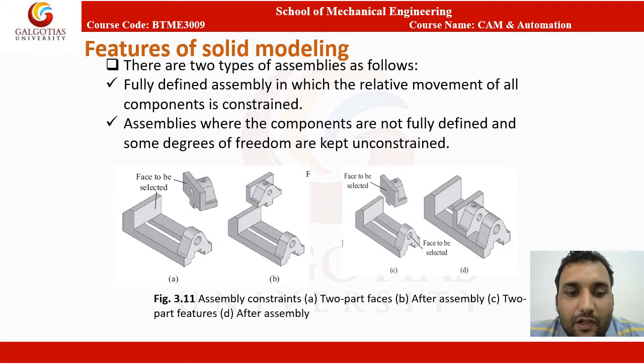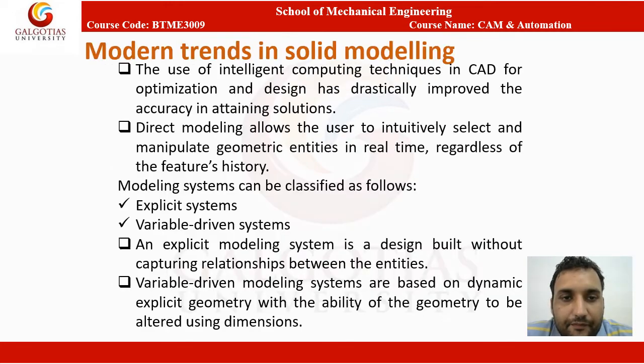There are two types of assemblies. Fully defined assemblies, in which the relative movement of all components is constrained. And assemblies where the components are not fully defined and some degrees of freedom are kept unconstrained. So this is a two-part example, and after assembly of the two parts, when all the faces are fully defined, it cannot move here and there.